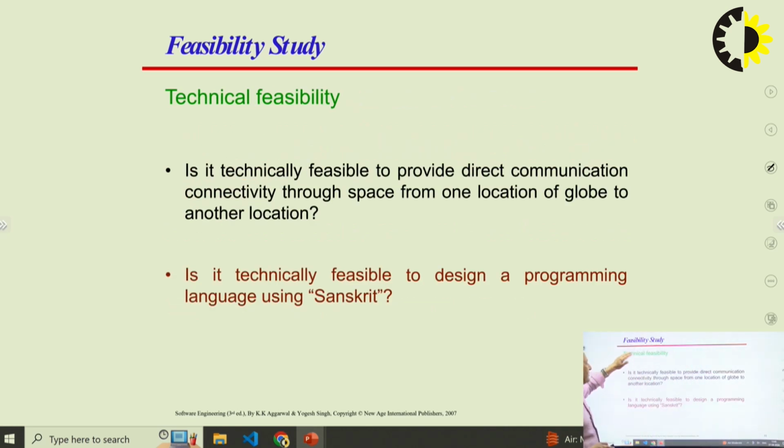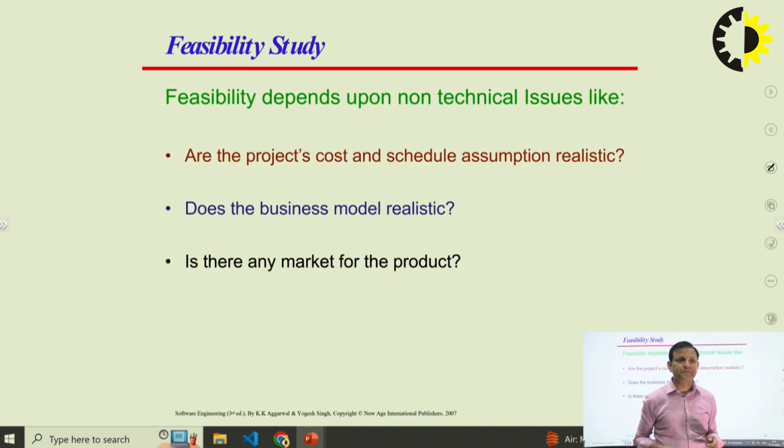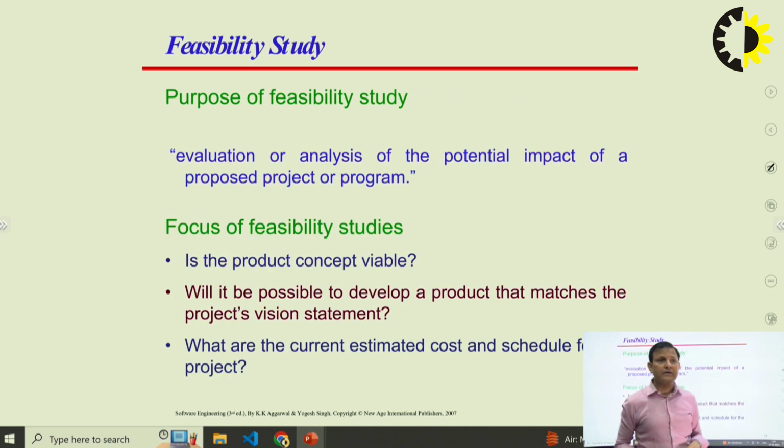One type of feasibility is technical feasibility. Is it technically feasible to provide direct communication connectivity through space from one location of the globe to another location? Is it technically feasible to design a programming language using Sanskrit? It depends upon the non-technical issues. Feasibility study also depends upon non-technical issues like: are the project's cost and schedule assumptions realistic? Is the business model realistic? Is there any market for the product?